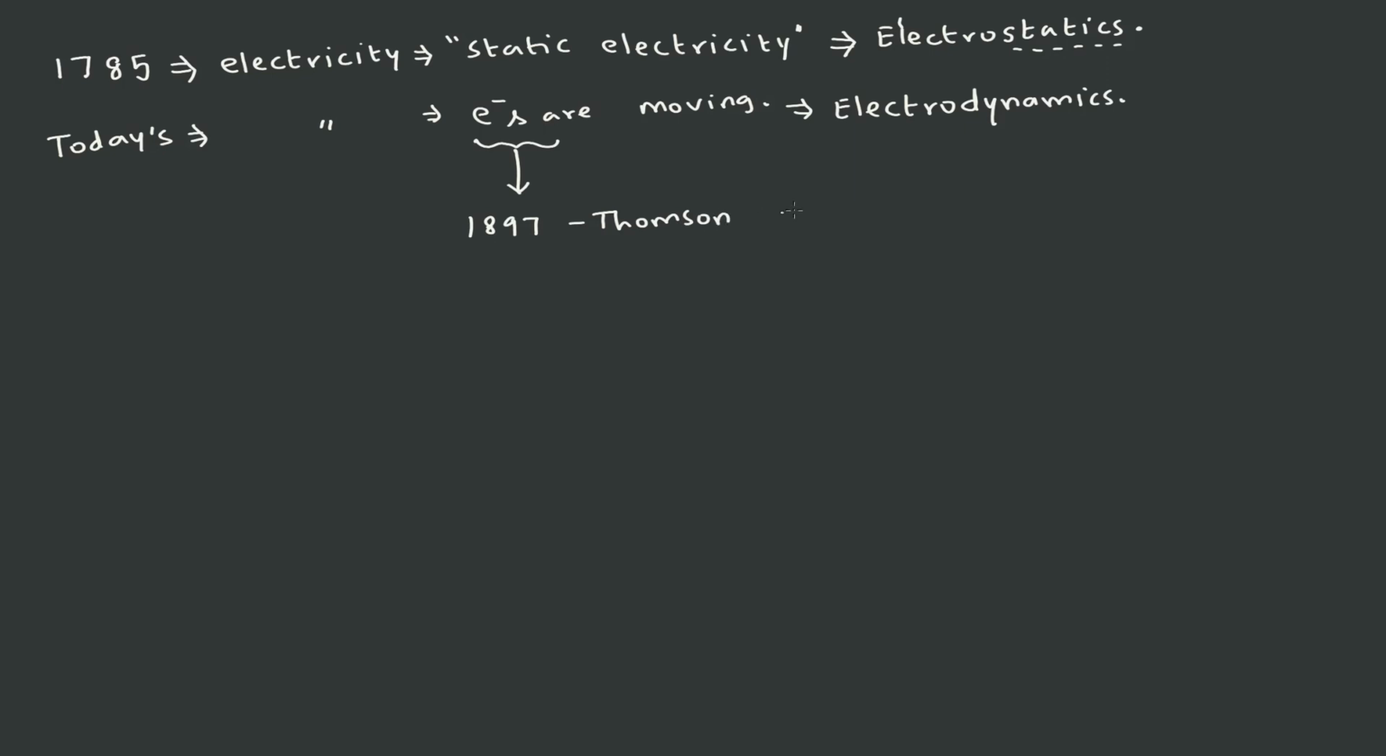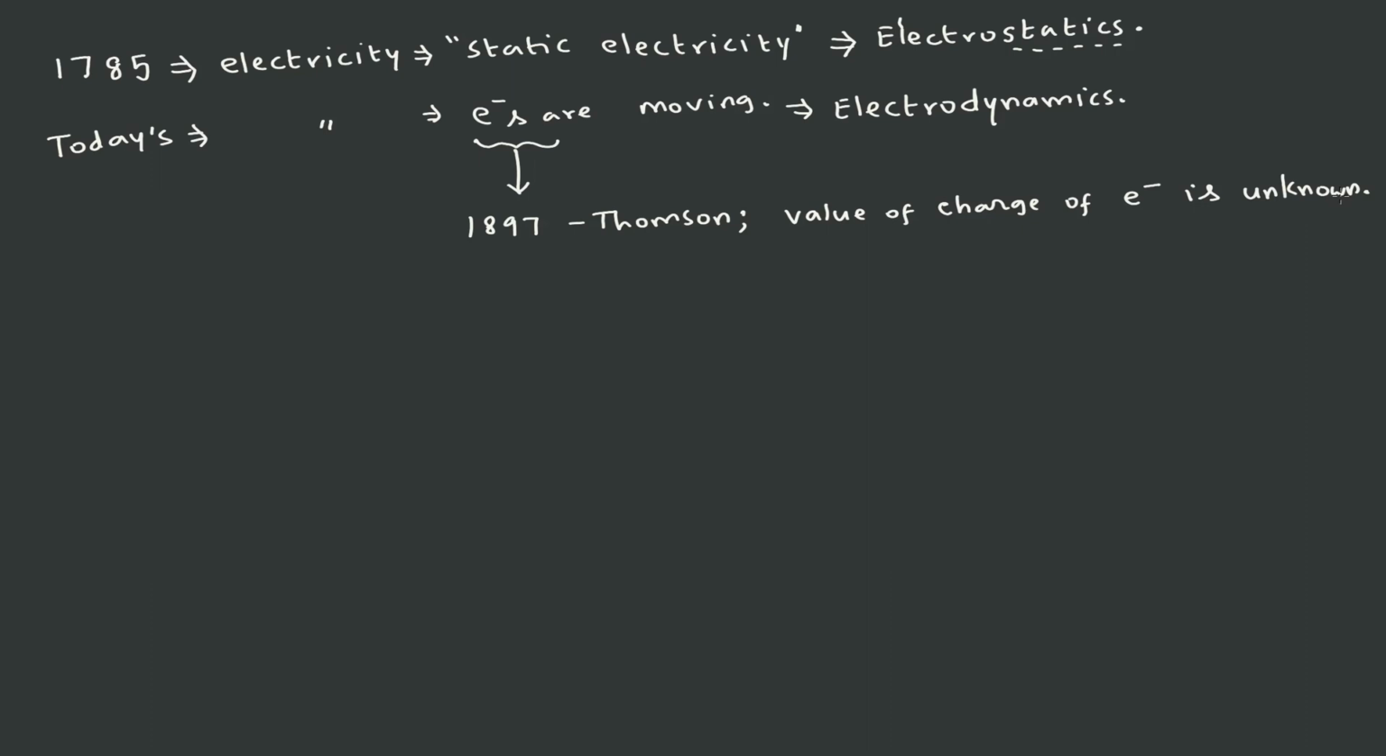J.J. Thomson discovered the electron, that you know. But there is one more interesting point. He discovered the electron, fine, he got the Nobel Prize, that's fine. Even though the electron was discovered, its charge was unknown, so somebody had to measure that.